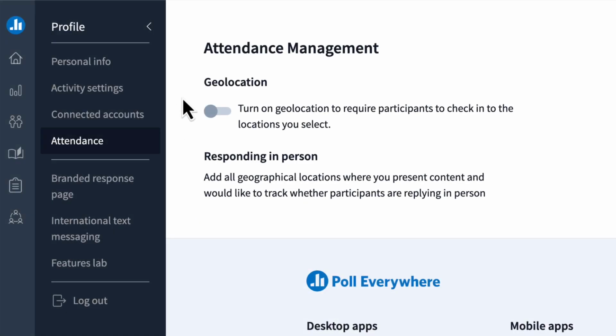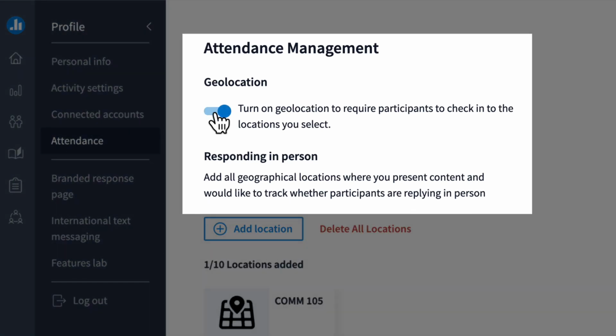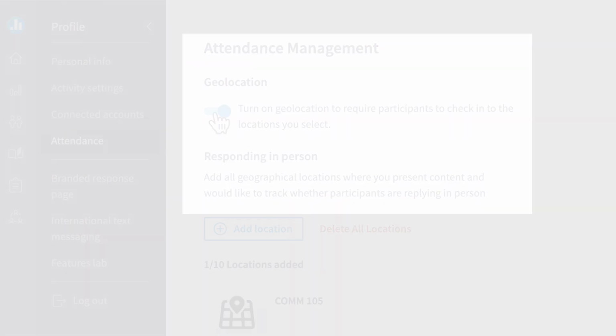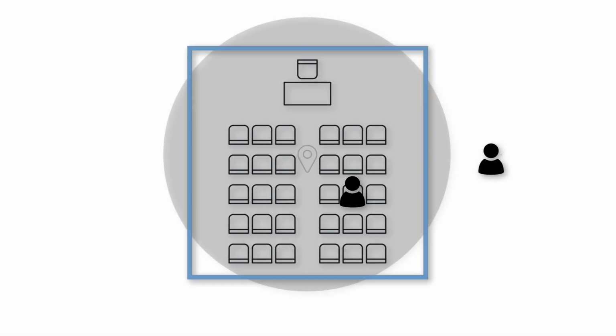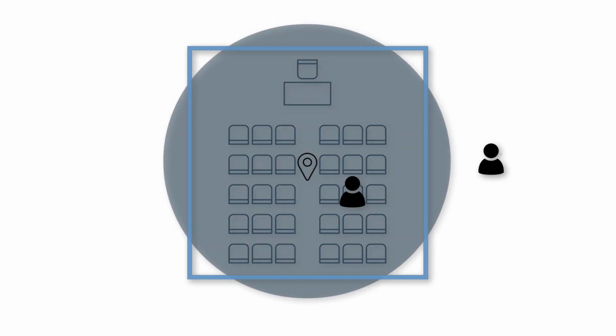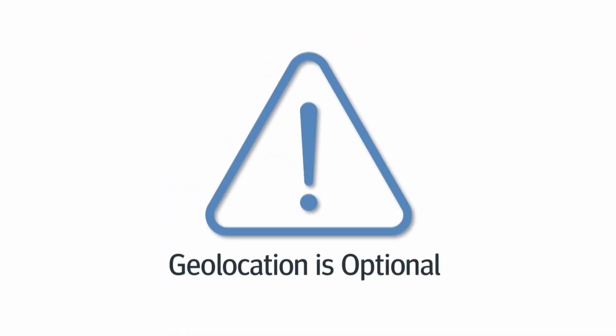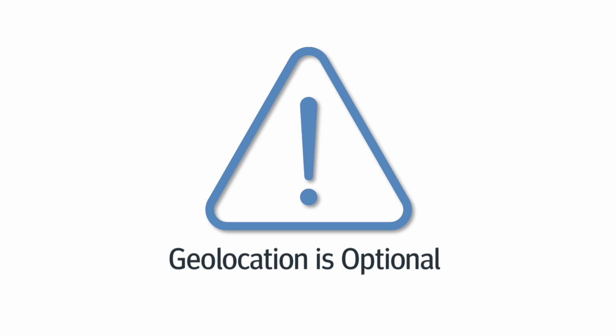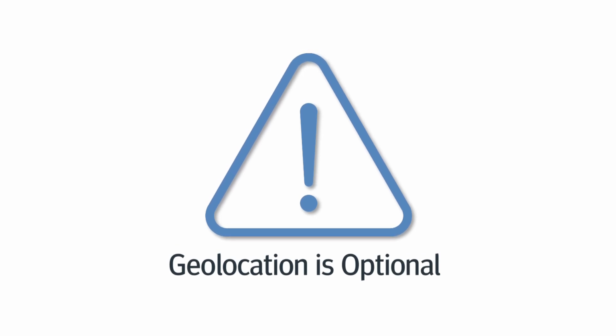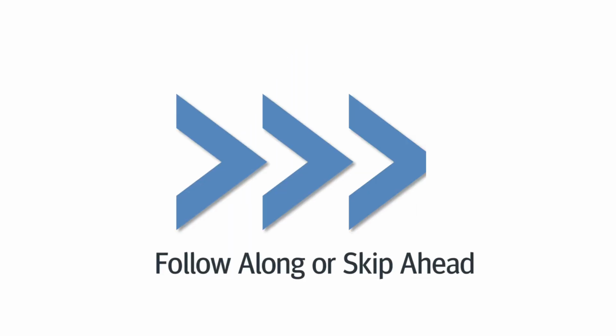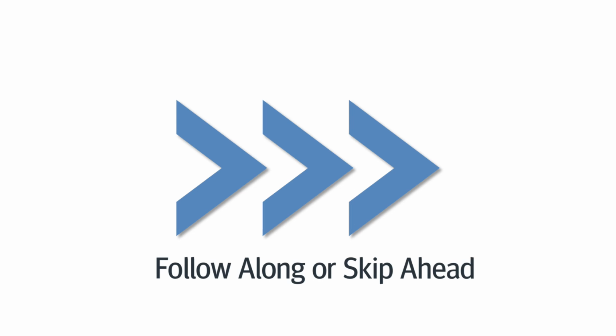First, decide if you want to enable attendance management, also called geofencing. This feature helps confirm that students are physically in class when responding to an activity. Think of geofencing as a digital boundary for your classroom. If students aren't in that location, they won't be counted as present. This feature is optional and only needed if you require location-based attendance. If you'd like to use this feature, follow along. Otherwise, feel free to skip ahead to Chapter 2.